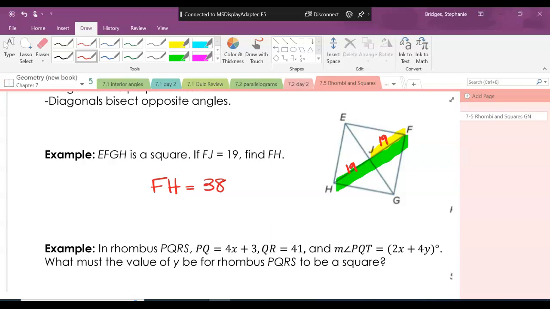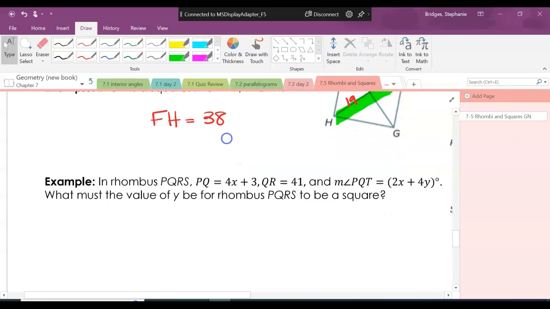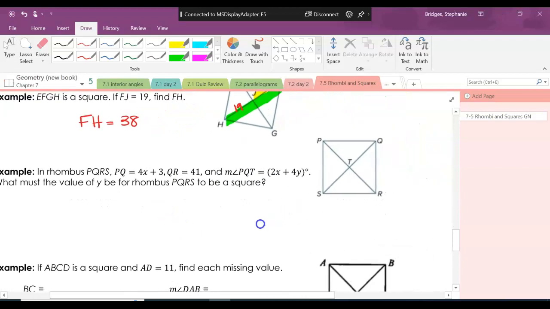All right, read through that second example while I'm finishing passing these out, please. What shape does it say that PQRS is? A rhombus. Okay. So let's look at our picture. It tells me that PQ is 4x plus 3. So the first thing we want to do is label that. PQ is 4x plus 3. It tells me QR is 41.